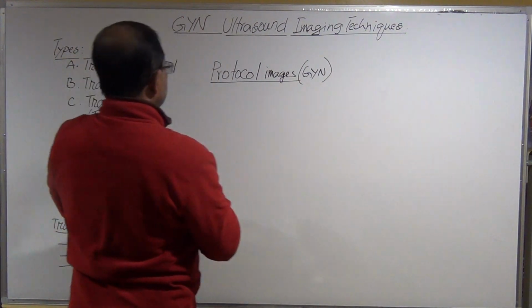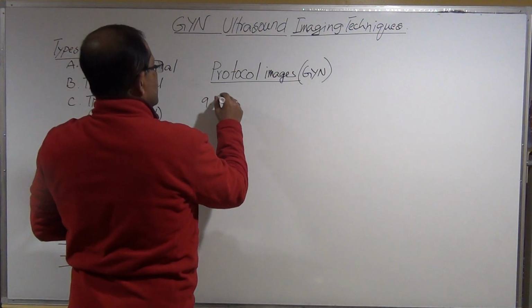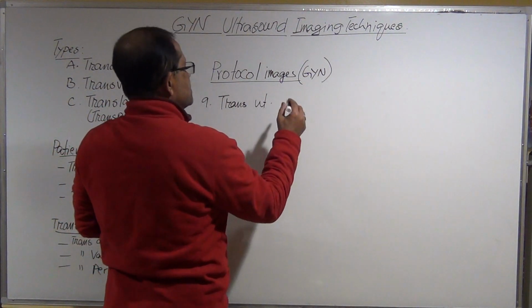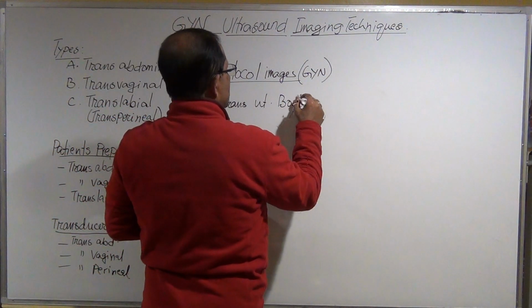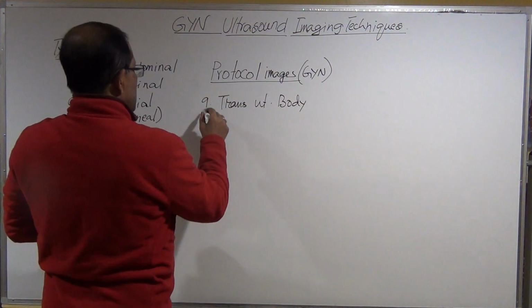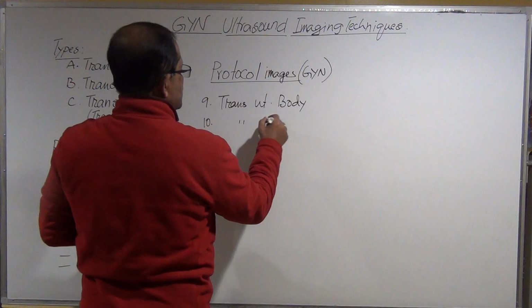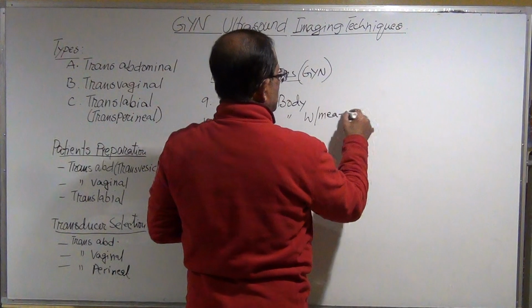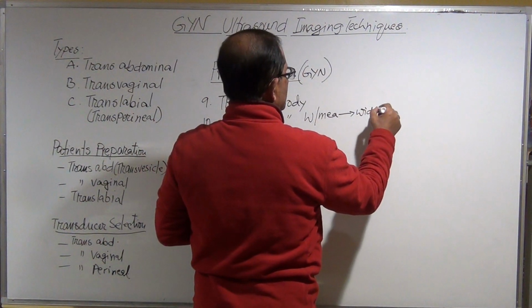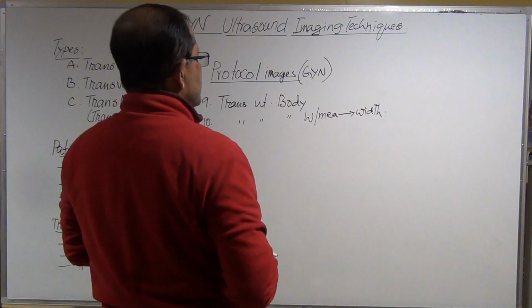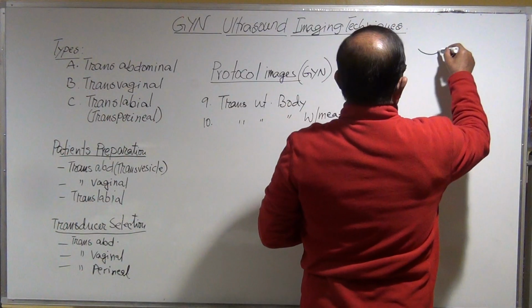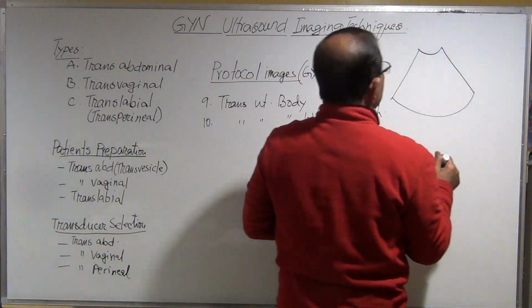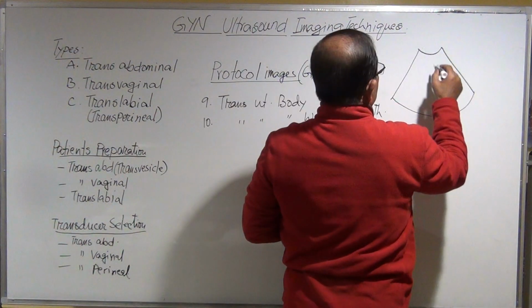Number 9. Transverse uterus body. And number 10, transverse uterus body with measurement. Which measurement? Width. That means you will get the image. It is a transverse view.